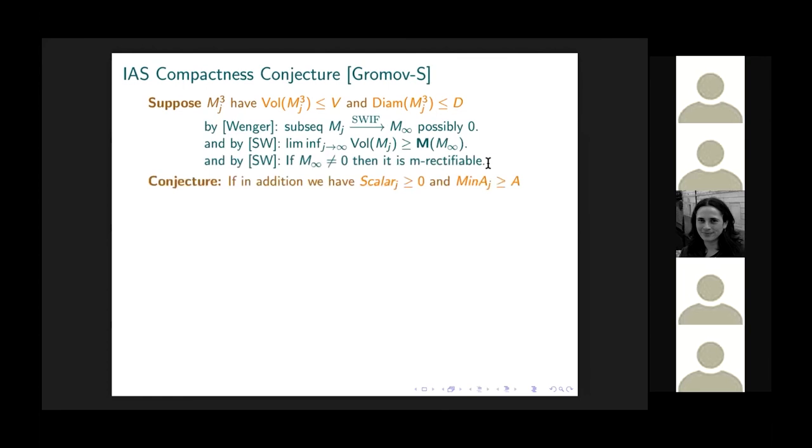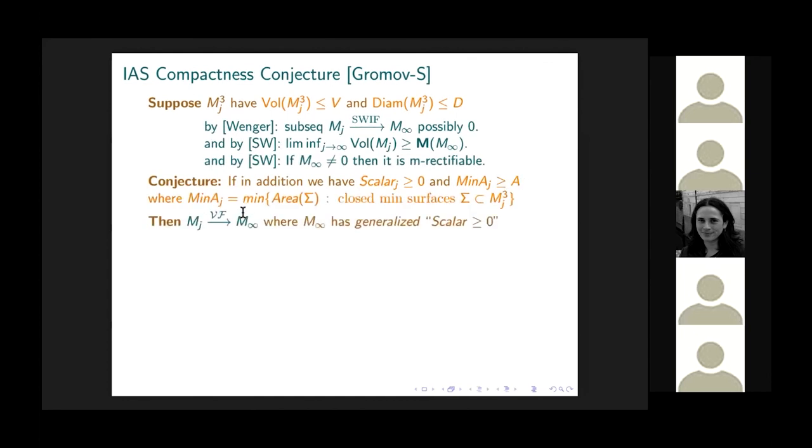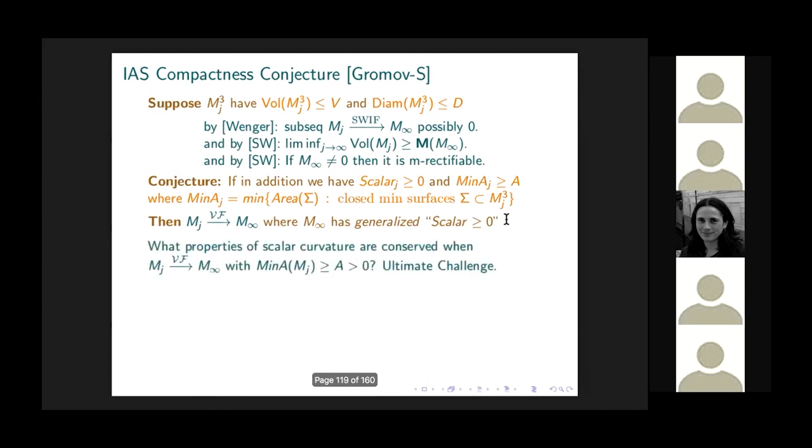The conjecture is that if in addition we have scalar curvature going to 0 and the min A's bounded below, then we have VF convergence, not just SWIF convergence, but also the volumes converge, okay? And the limit space should have some generalized notion of non-negative scalar curvature, which could be one of the notions we just described. What properties of scalar curvature are conserved when we do this VF convergence with min A greater than or equal to 0? This is the ultimate challenge here.